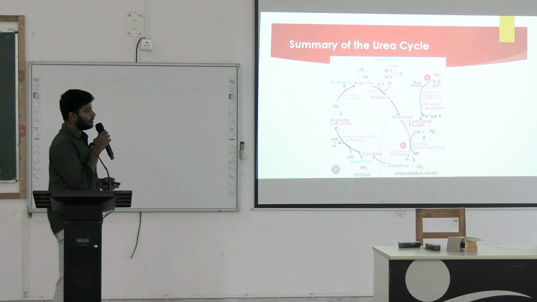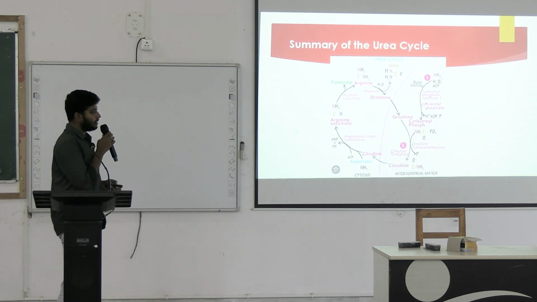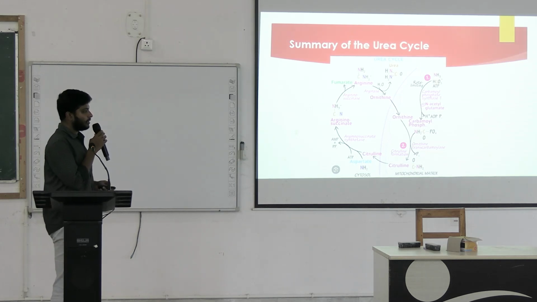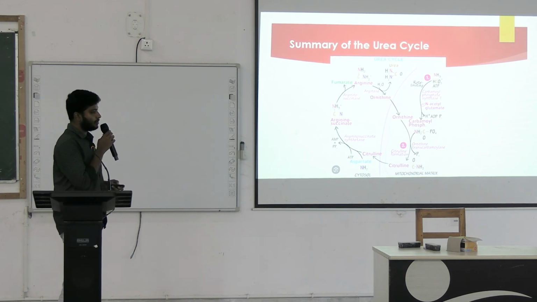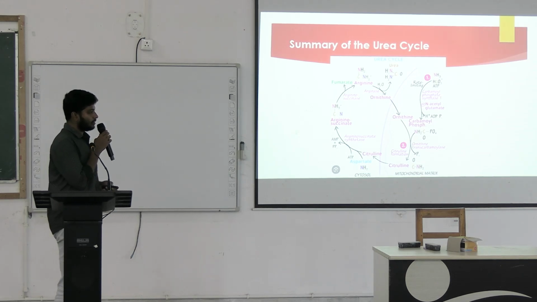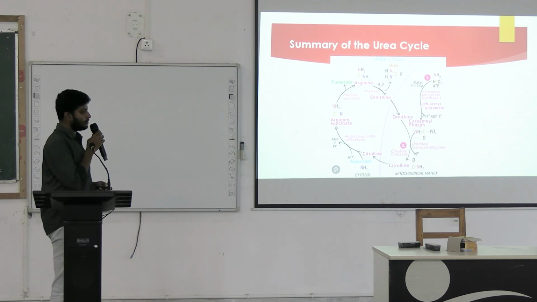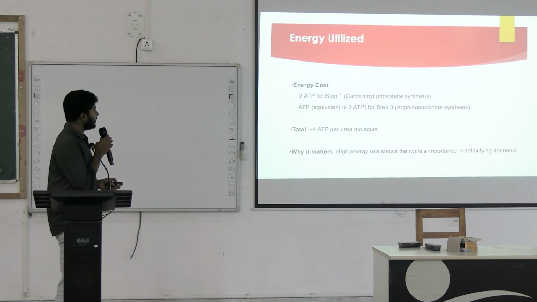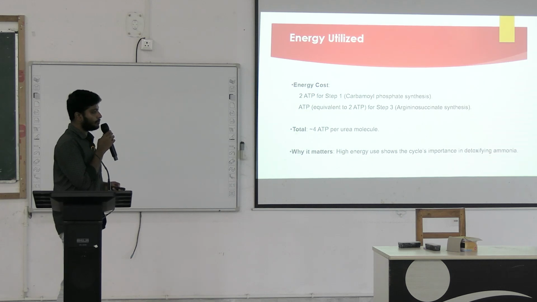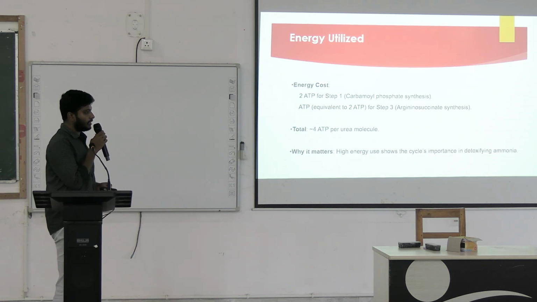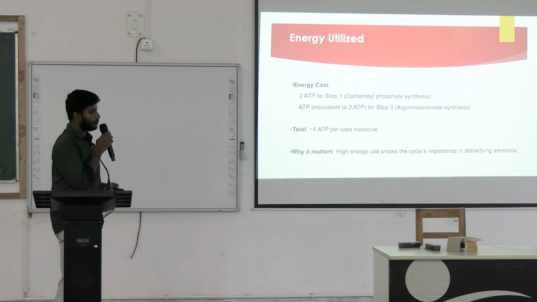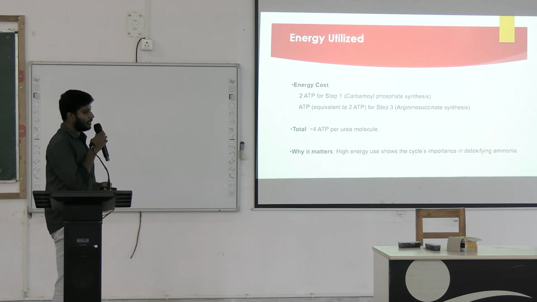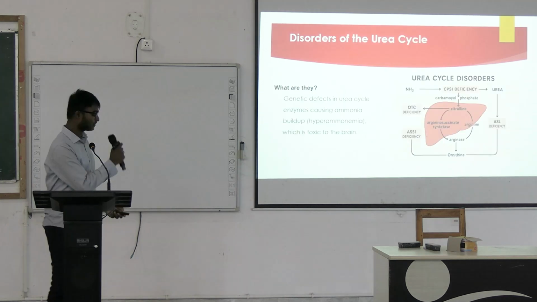In the urea cycle summary, the first two steps happen in the mitochondria and the last three steps in the cytosol. Energy utilization: the first step uses 2 ATP and the third step uses 2 ATP, total 4 ATP. Fumarate to malate gives 2.5 ATP. Total ATP consumption is 1.